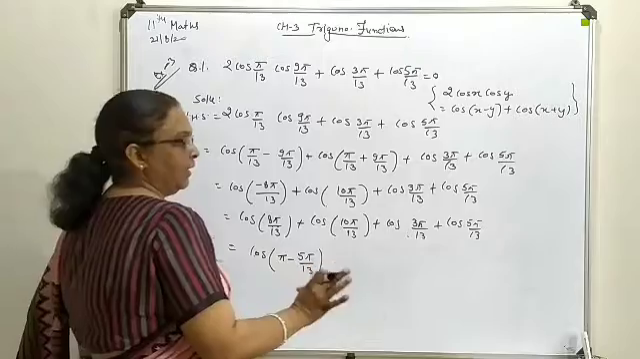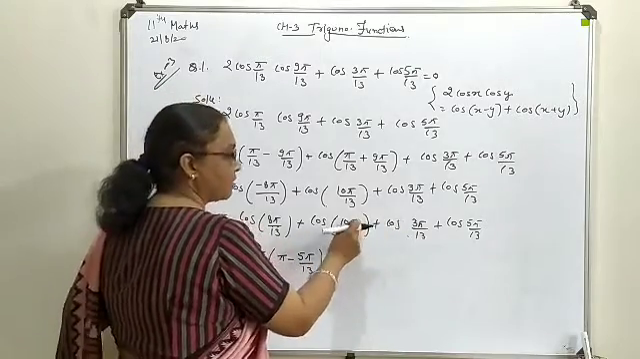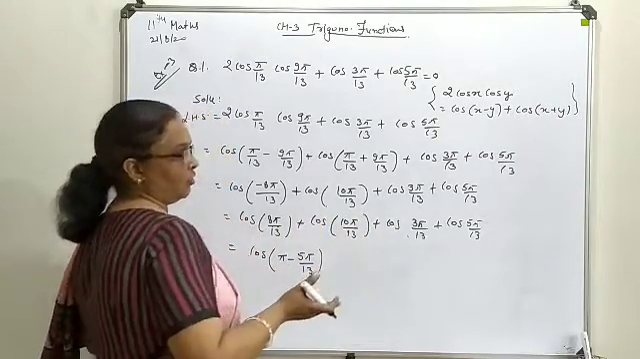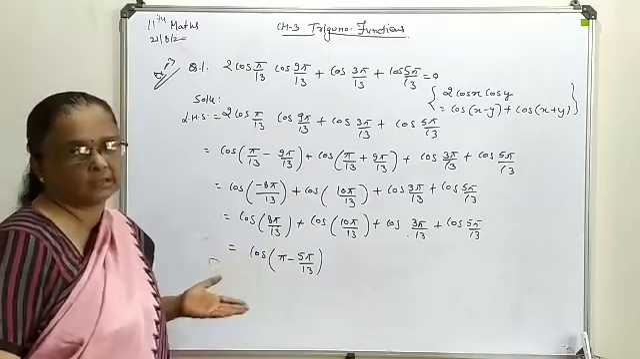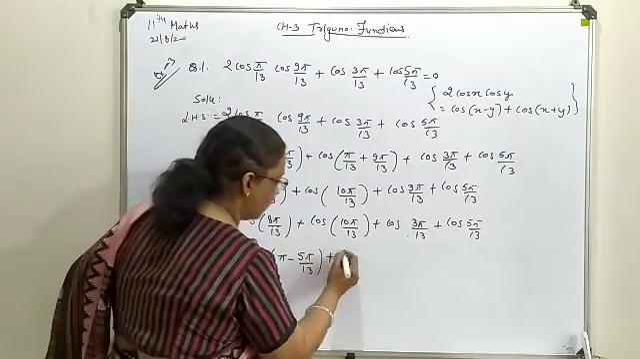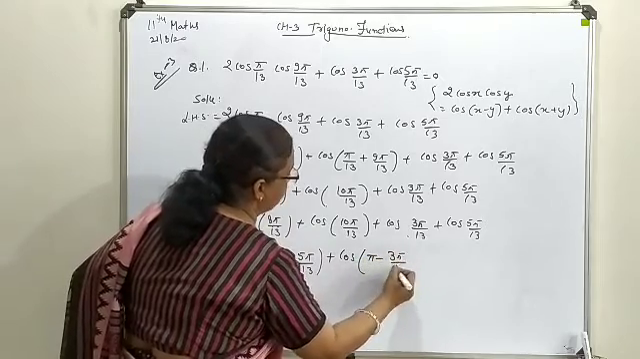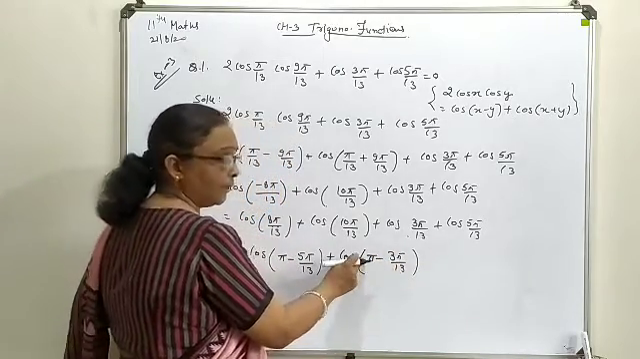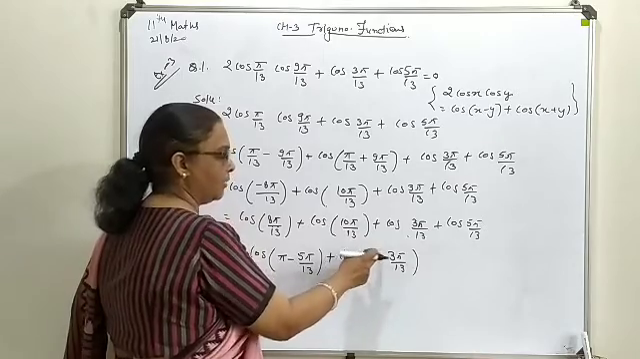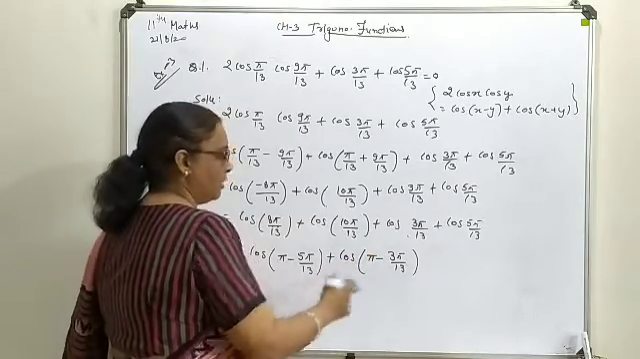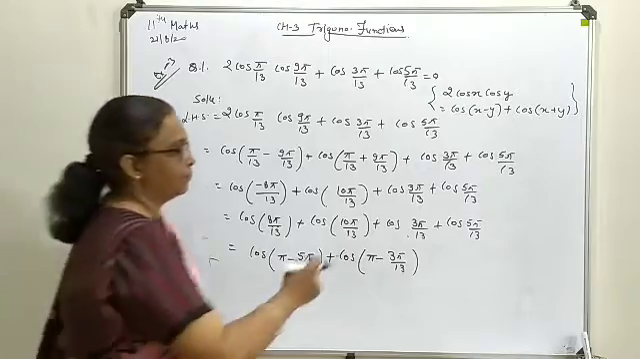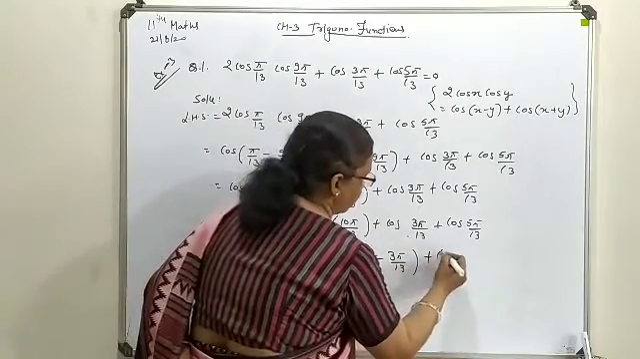Now what remains? 3 pi by 13. So this 10 pi by 13 you will split in such a way that 3 pi by 13 you can generate. So the next combination is cos of pi minus 3 pi by 13. Clear? On taking LCM here, this is 13 minus 3, 10 you will be left with. So this way splitting you have to make. Now these two remain unchanged.